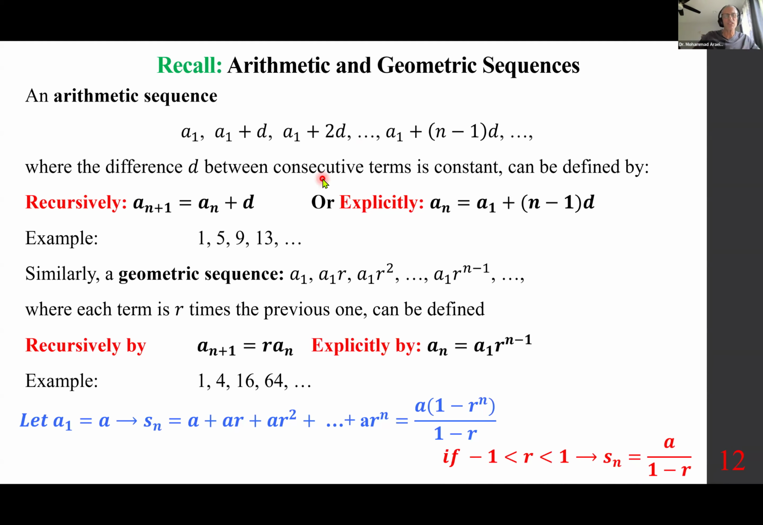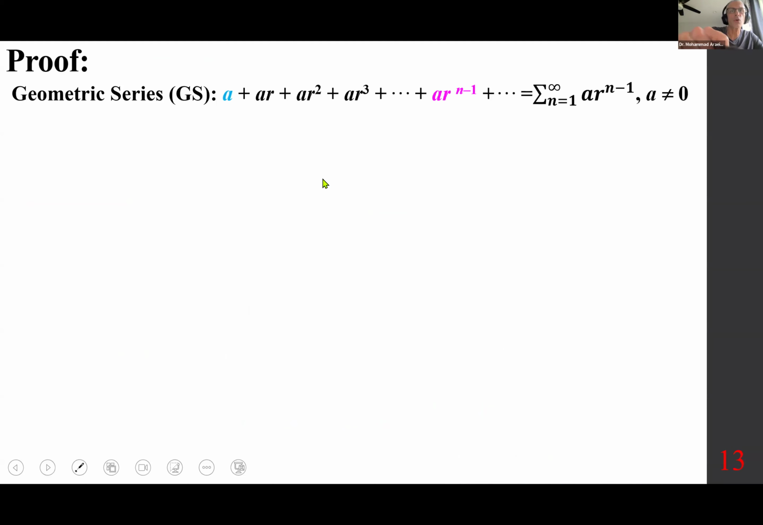We've discussed this. We've seen it in algebra, and I'm going to quickly go over that here. You're not responsible for the proof, but it helps to see how we arrive at it. Speaking of the geometric series, a plus a r plus a r squared all the way to the end, we can write it as a summation: sigma, n going from 1 to infinity, of a r to the power of n minus 1, and a, the first term, can't be 0.